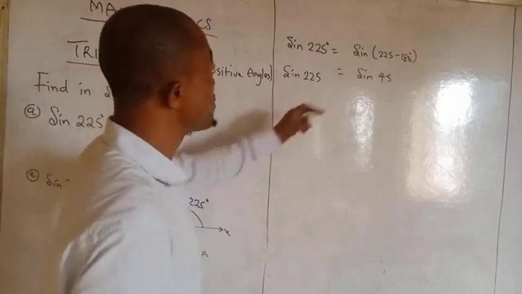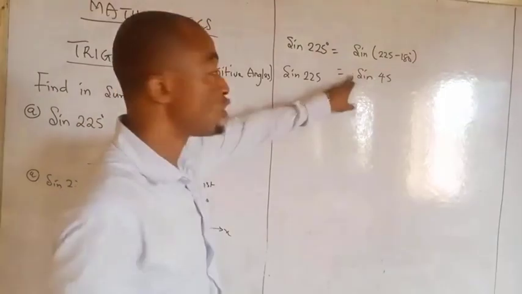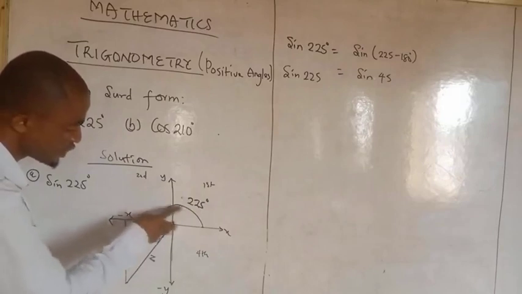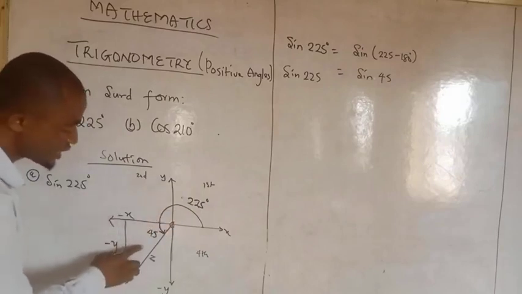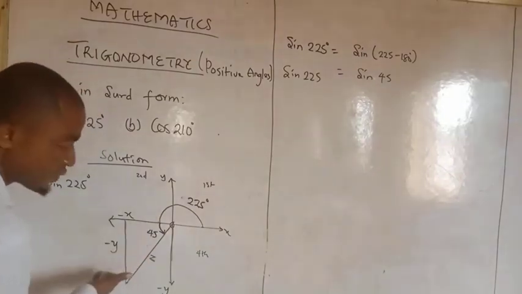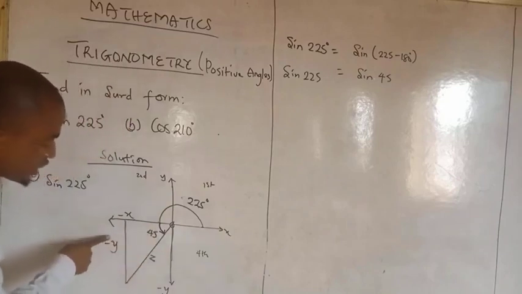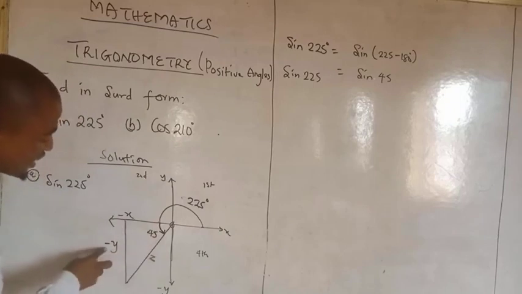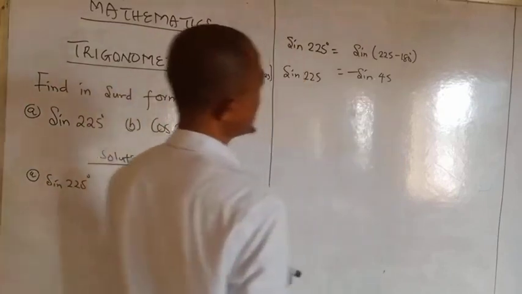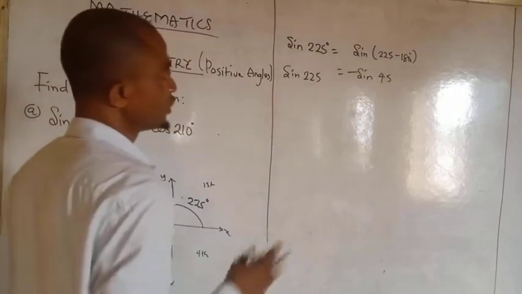But we now want to consider whether it is negative or positive. For us to know whether we are going to have negative or positive, we go to the quadrants. This is the third quadrant here: first, second, third. In the third quadrant, sine is negative. How is sine negative? Sine is opposite over hypotenuse. That is negative y over z, which will give us negative. So I will just add negative here, so that sine 225 is the same thing as negative sine 45. It's as simple as that.